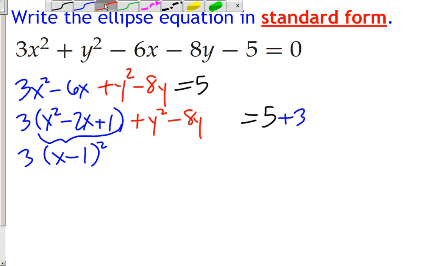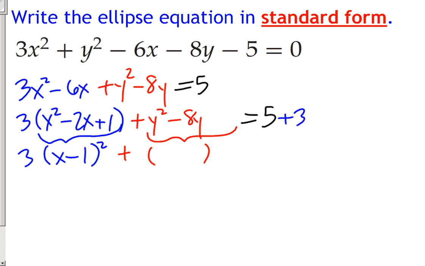Okay, same idea for the y's. Complete the square. So we want all of this to change into something squared. Negative 8 divided by 2 is a negative 4. And then you square that bad boy. Negative 4 squared is a plus 16. And then don't forget, what you add to one side, you got to add to the other.